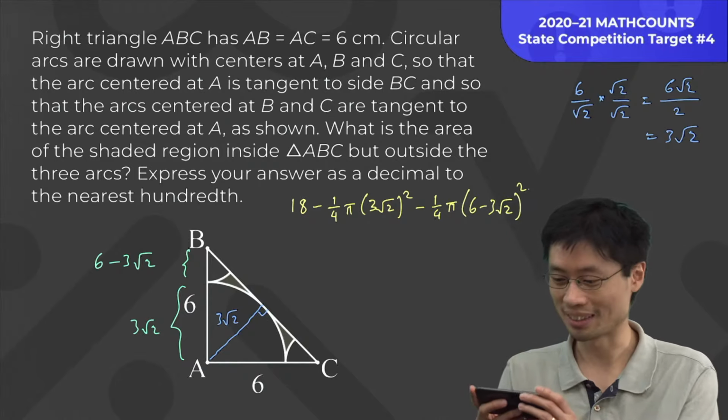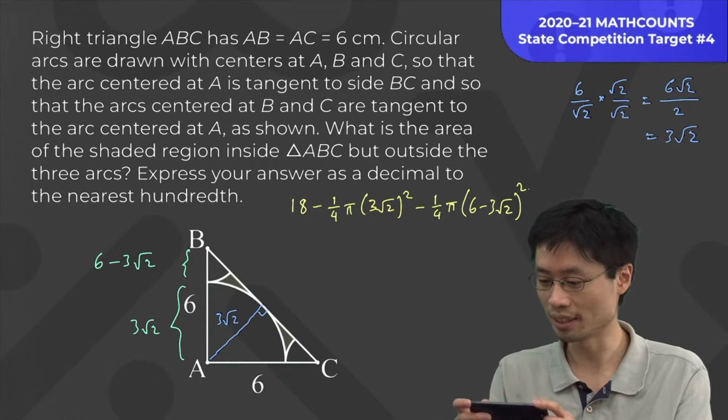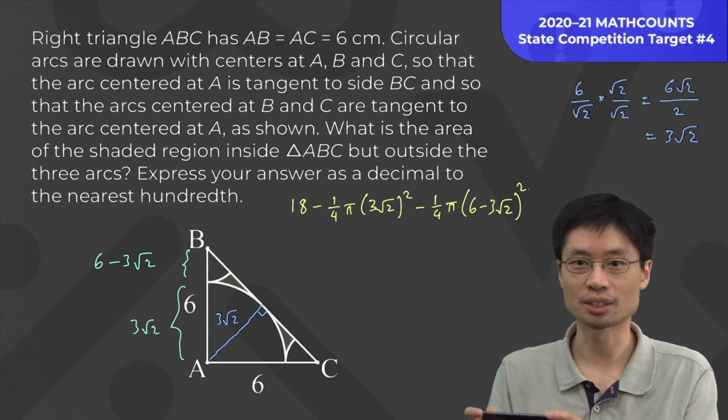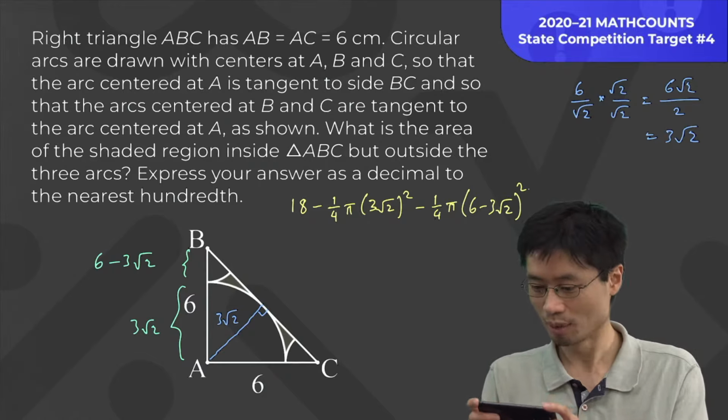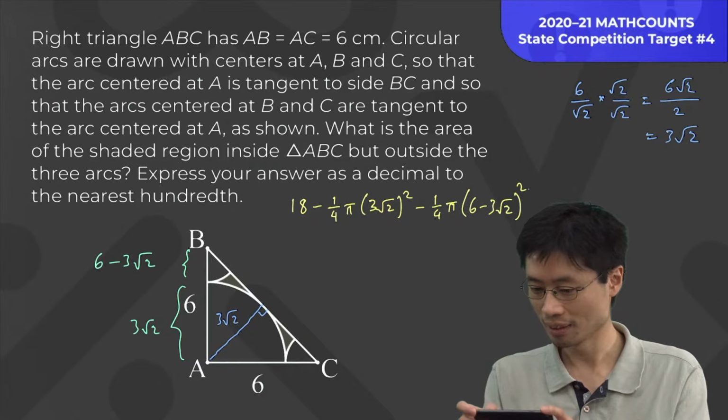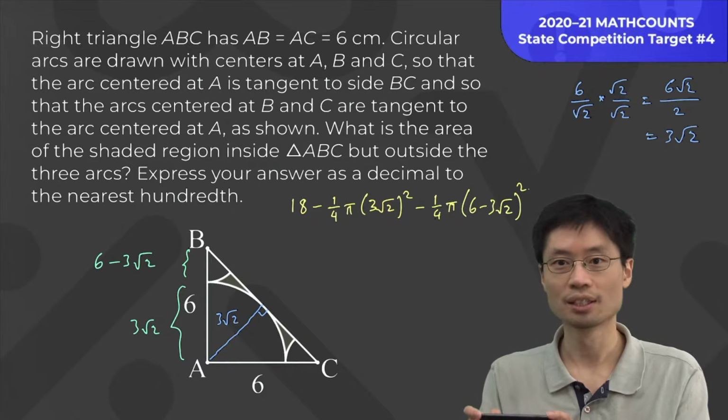So I need to subtract all this stuff, right? So I'm just typing it in. It's like 18 minus how much? Well, I need to do pi over 4. Is there a pi on this thing? Yes, there is. Minus pi divided by 4, and then times the 3 root 2 squared.